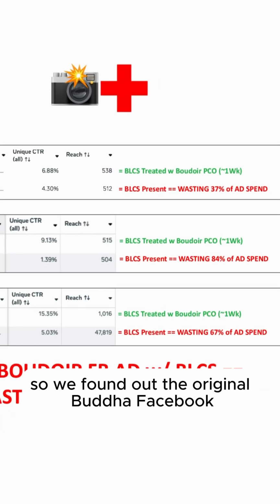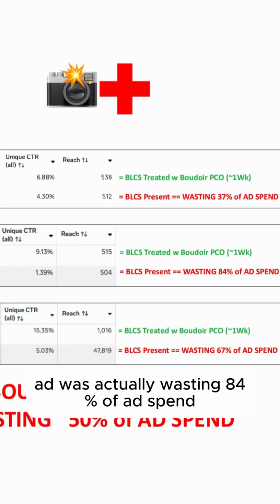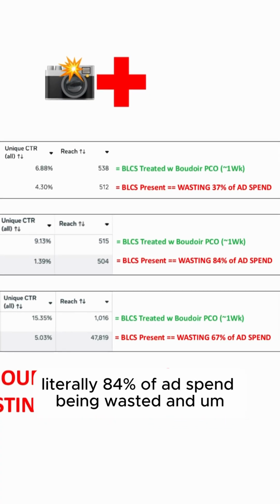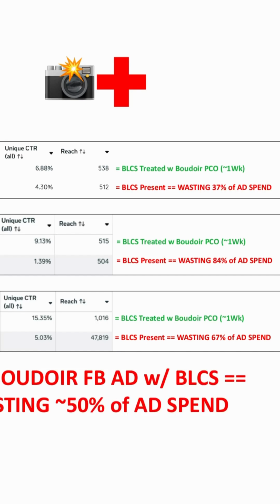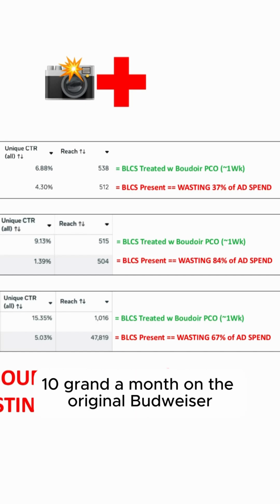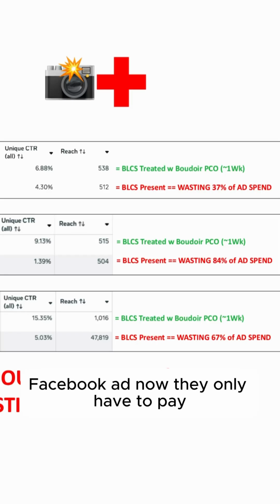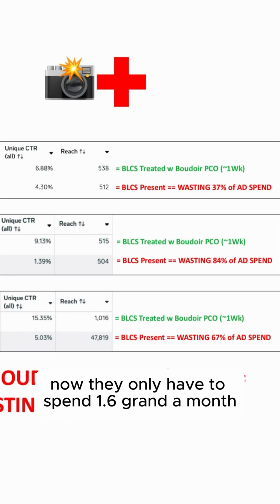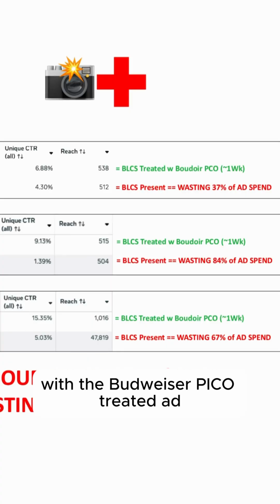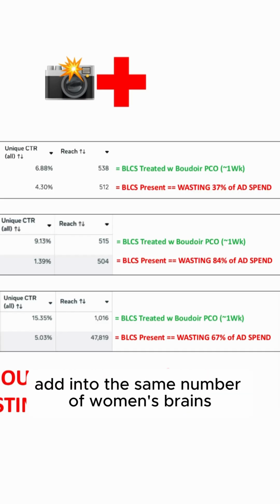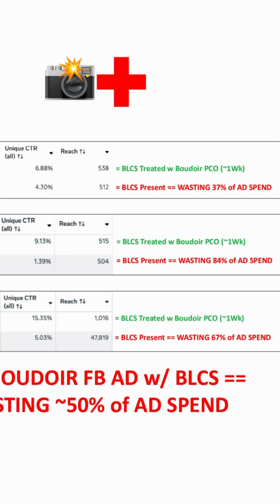So we found out the original Boudoir Facebook ad was wasting 84% of ad spend, literally 84% of ad spend being wasted. That means if they're paying 10 grand a month on the original Boudoir Facebook ad, now they only have to spend 1.6 grand a month with the Boudoir Pico treated ad to get their ad into the same number of women's brains.